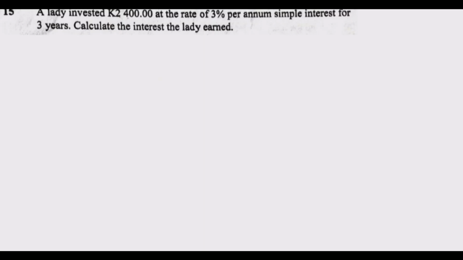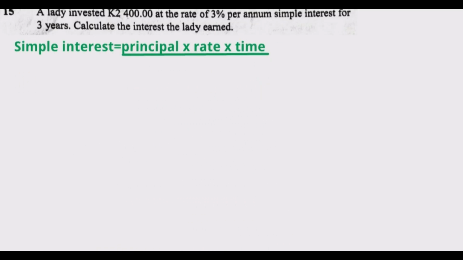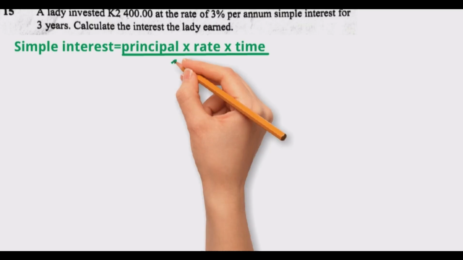Question 15 is, a lady invested 2,400 kwacha at the rate of 3% per annum, simple interest for 3 years. Calculate the interest the lady earned. So we're going to write the formula, which is simple interest is equal to principal multiplied by rate times time over 100.